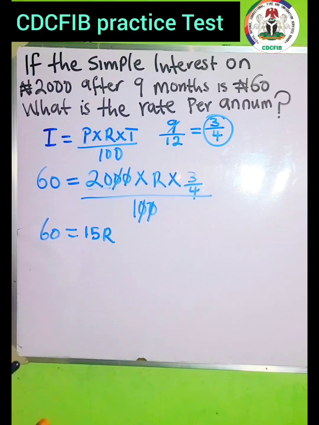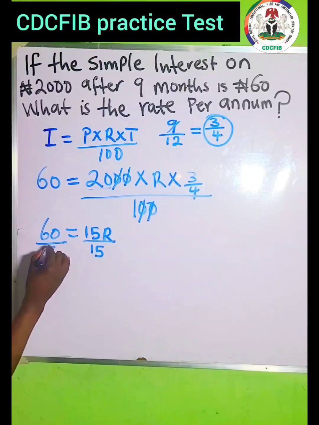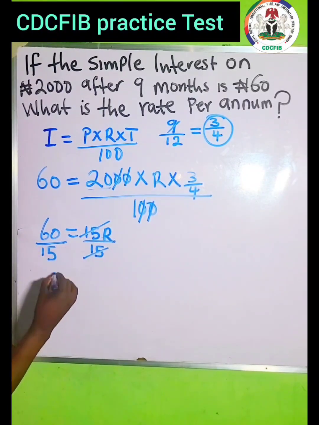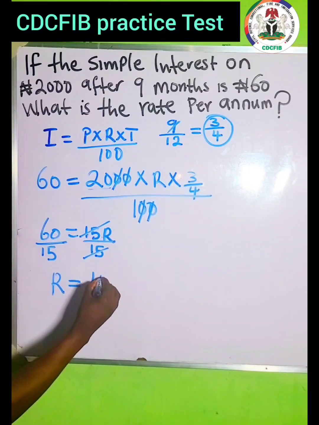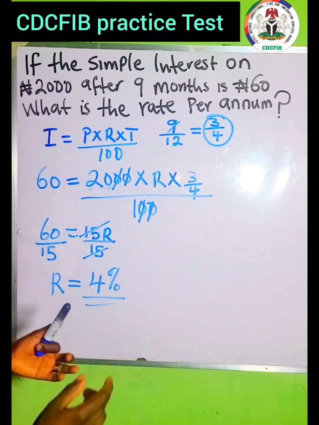Now, to get the rate per annum, we need to divide both sides by the number attached to this rate, which is 15. So we divide the right hand side by 15. We do the same thing to the left hand side, so that this 15 will cancel 15. We are left with only rate in the right hand side, which is going to be equal to 60 divided by 15, which is going to give us 4%. So therefore, the rate per annum is going to be 4%.